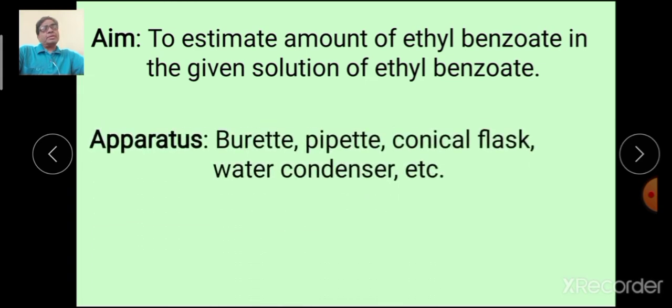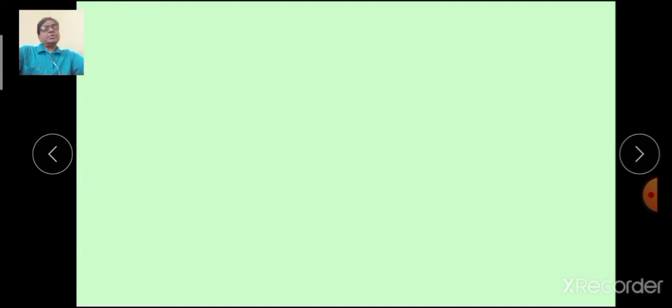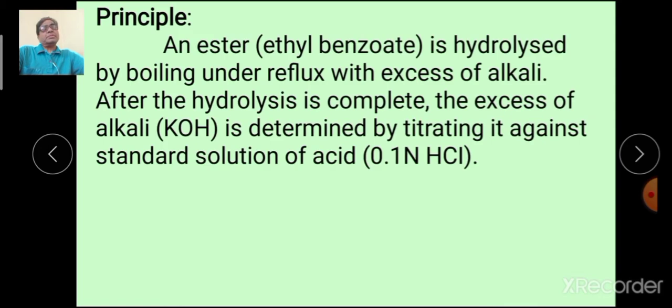What are the apparatus? As usual, burette, pipette, conical flask and water condenser. And this estimation is volumetric estimation, that is titration. Chemicals are 1 normal potassium hydroxide solution KOH, then 0.1 normal hydrochloric acid and phenolphthalein as an indicator. What is the principle? Yes, this is the principle.